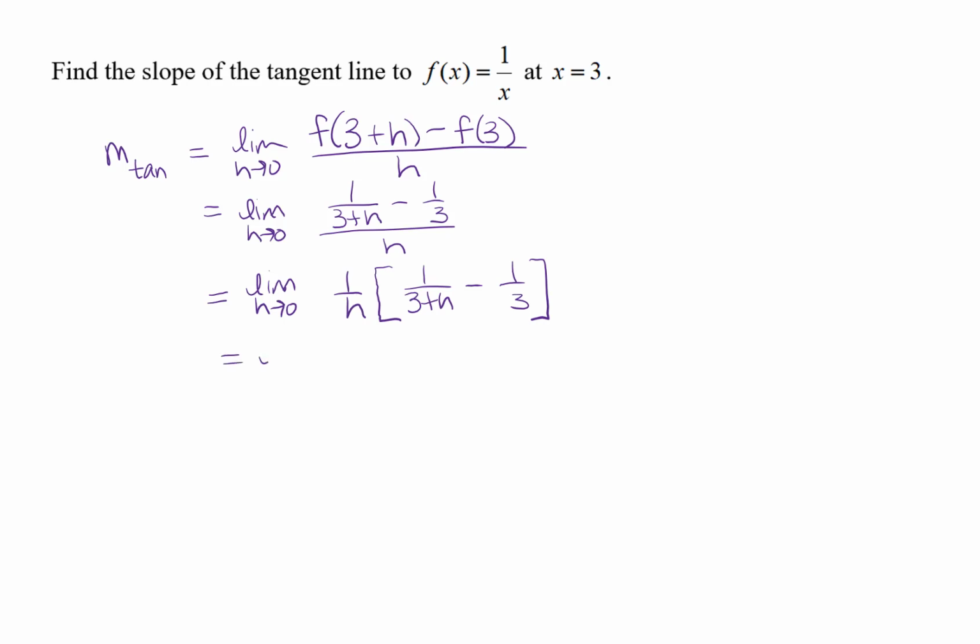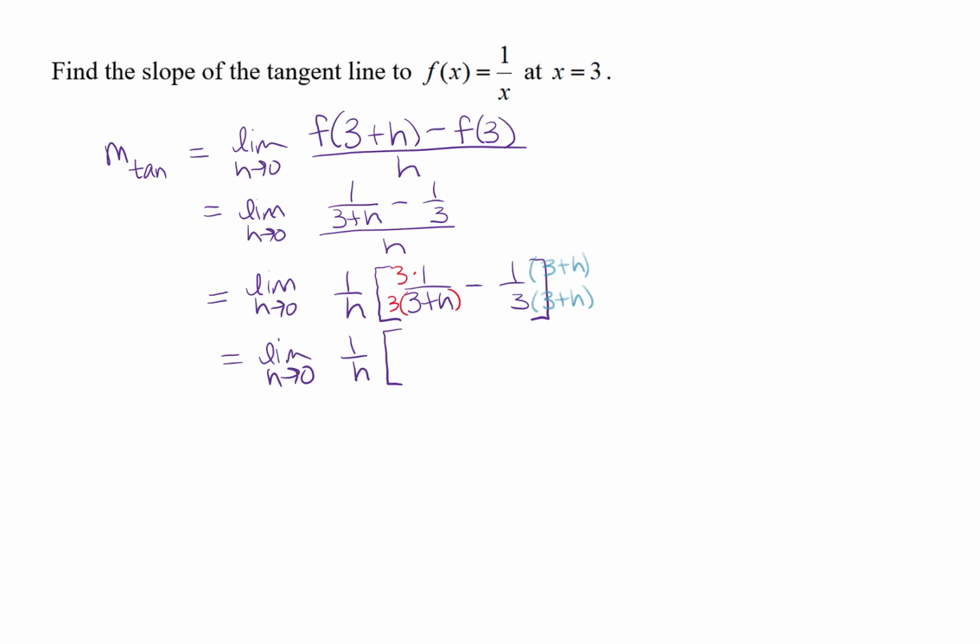Okay, so then the next thing I'm going to do is simplify what I have in the brackets. I'm writing the limit in front of every step. I'm going to get a common denominator for these two fractions that I have in the parentheses. So I'm going to multiply the first fraction by 3 on numerator and denominator, and on the second fraction I'm going to multiply by 3 plus h on the numerator and denominator. So both those fractions have a denominator of 3 times the quantity 3 plus h.